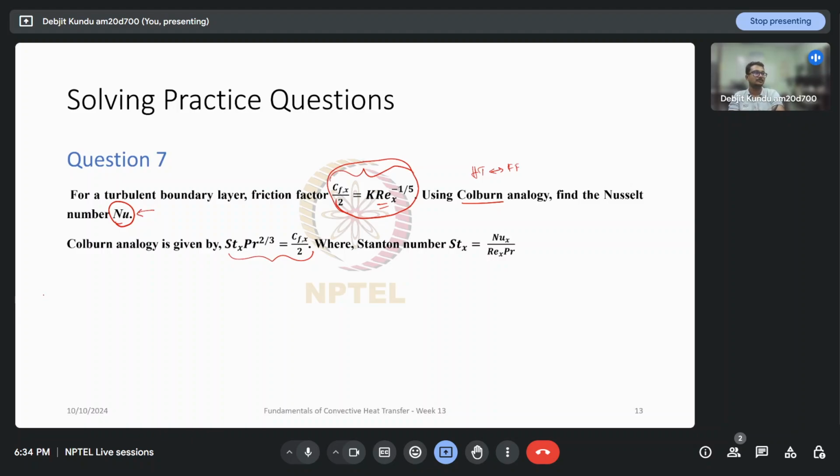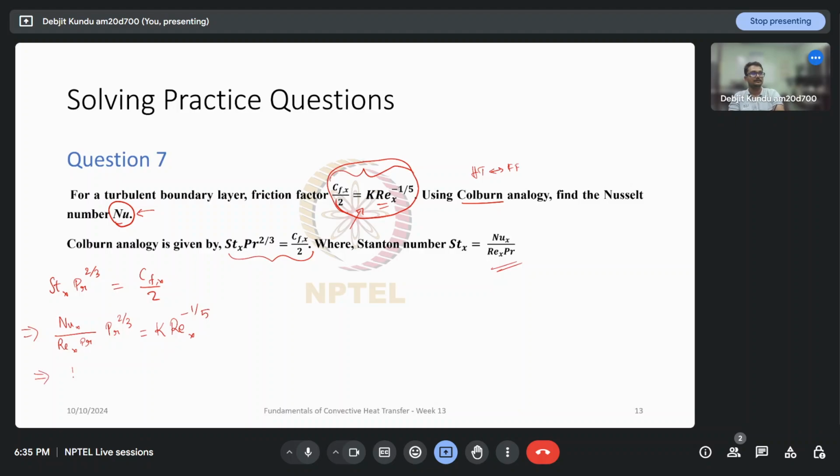So let's get to work. We will start with the Colburn analogy: the Stanton number into the Prandtl number to the power 2/3 is equal to Cfx by 2. Then we will replace the Stanton number by its definition here. So it should be Nusselt number by Reynolds number by Prandtl number into Prandtl number to the power 2/3, and we have Cfx by 2. Let's replace Cfx by 2 with this formula here. So we will replace this with K into Rex to the power minus 1 by 5.